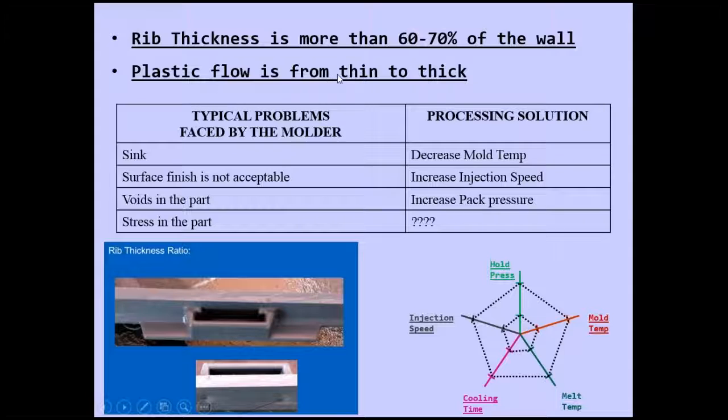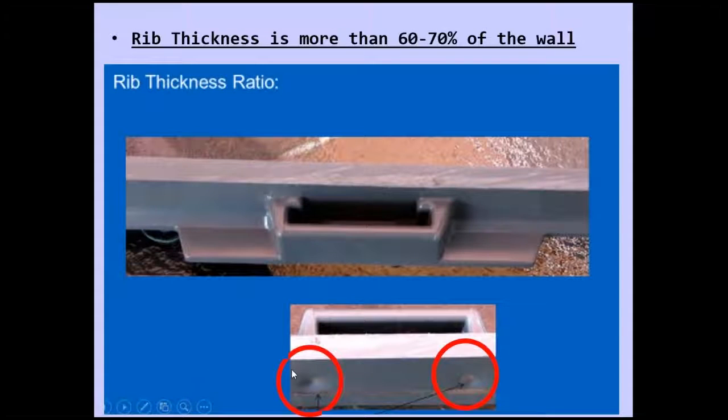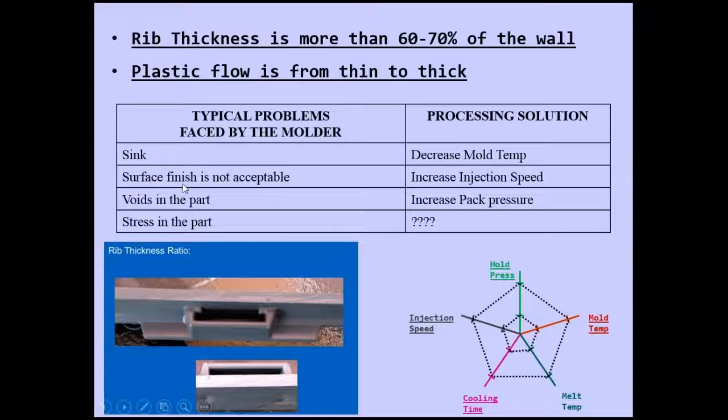Okay, plastic flow from thin to thick. Okay, you can cause sink. Then sometimes when the surface finish is not acceptable, they increase injection speeds. And again, that's because of the way the plastic flows. In some cases, it does not flow. So same thing, right? This picture I showed you here is related to the surface finishes out here. You're not getting good surface finishes because it's not packed out well, right? And then that's what I was saying over here.